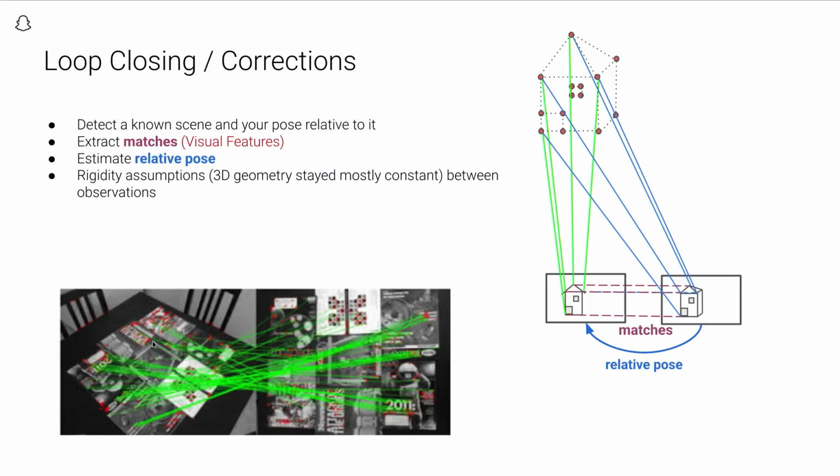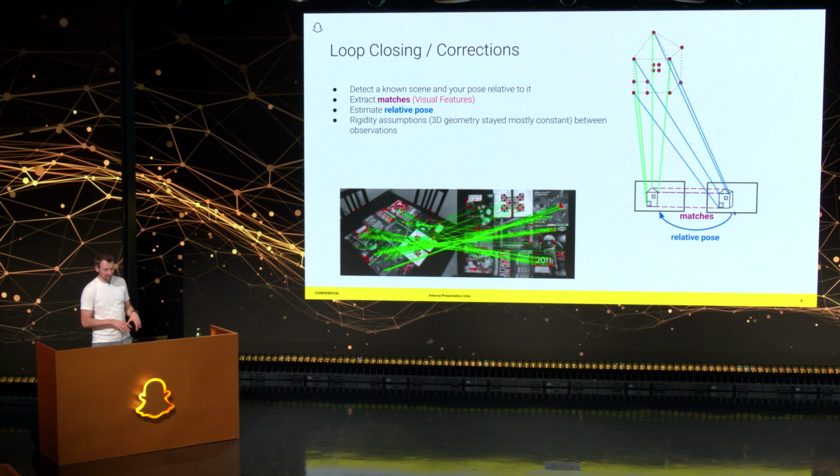So what it does now is it finds matches between these two things. So these are these green lines here. And once we have these matches and we know where the points are in 3D space, by using normal geometry, you can infer the relative pose. Also inside of our system, there are some rigidity assumptions. That means we assume that things are not going to change their relative poses too much.